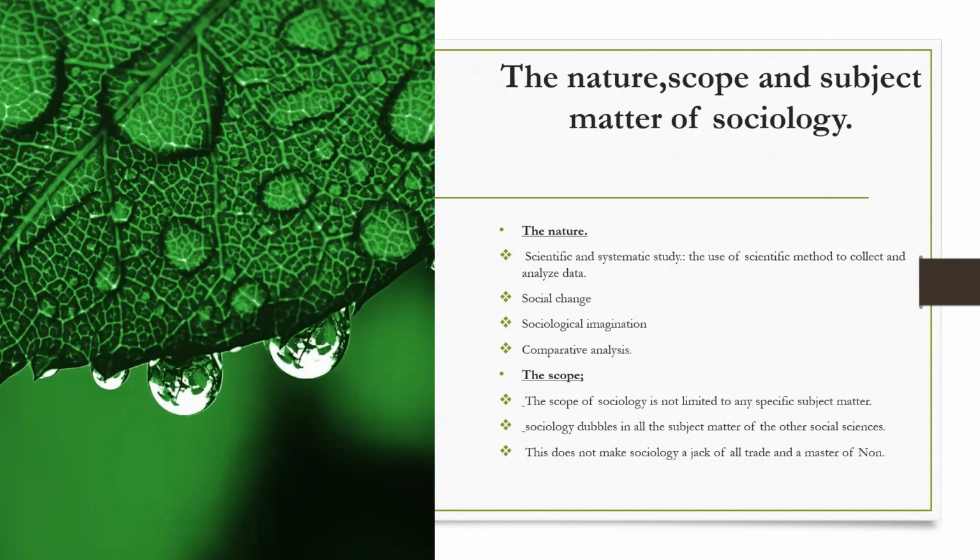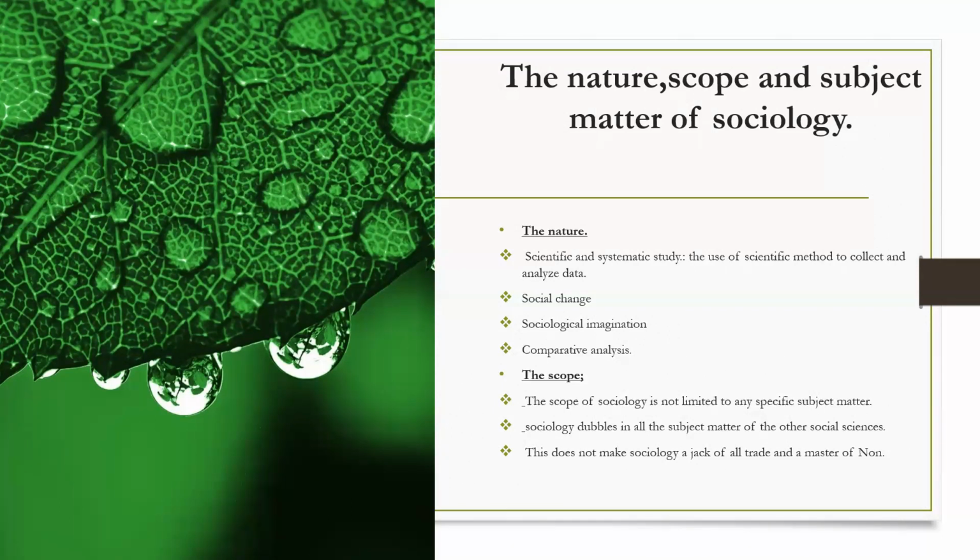You also need to know the scope. And when we talk about the scope, we are talking about what are some of the things that the discipline covers. What is the scope? Is it limited or unlimited? Now, since sociology deals with human social interactions, and everything that we do involves interacting with other people one way or the other, it has made the scope of sociology a little bit wide. It is not limited to any specific subject matter.